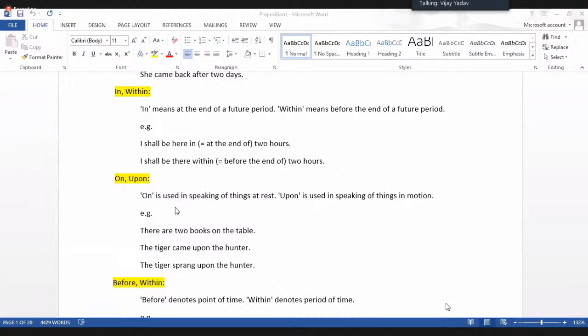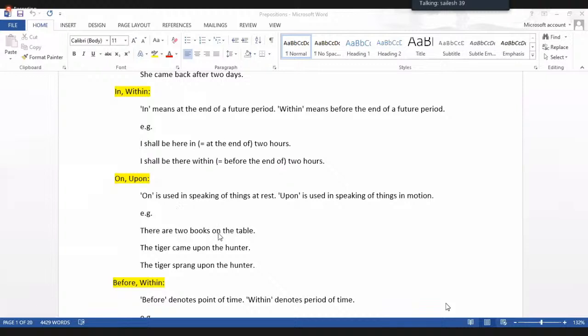Then another you have is on, upon. Again, just like in, into. See here also. On indicates rest position and upon indicates motion. That is, if something is attached to something, if something is hanging somewhere, for that we use on. If we place something on the surface of another thing, for this we use on. But upon indicates motion.